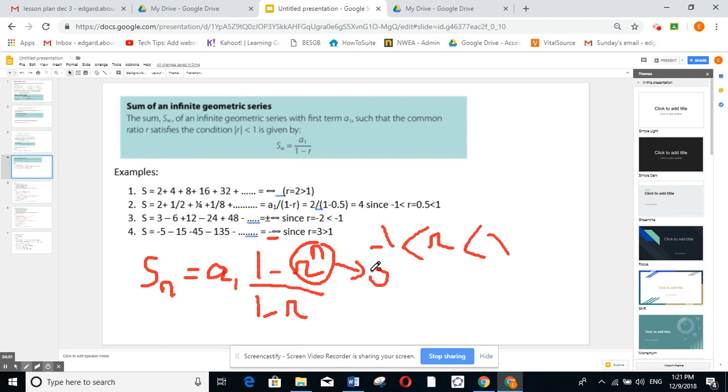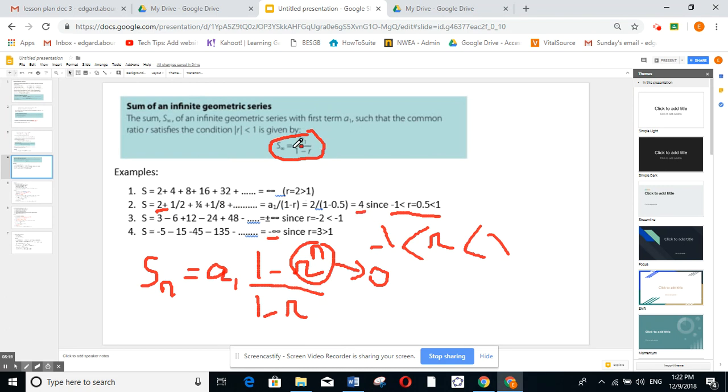So what will be the sum at infinity if r is between minus 1 and 1? It will be a1 over 1 minus r. But if r is bigger than 1 or less than minus 1, it will be either infinity or minus infinity or both. So that's why here, since r is 0.5, between minus 1 and 1, the sum at infinity is a1 over 1 minus r. a1 is 2, over 1 minus 0.5, which is 4.